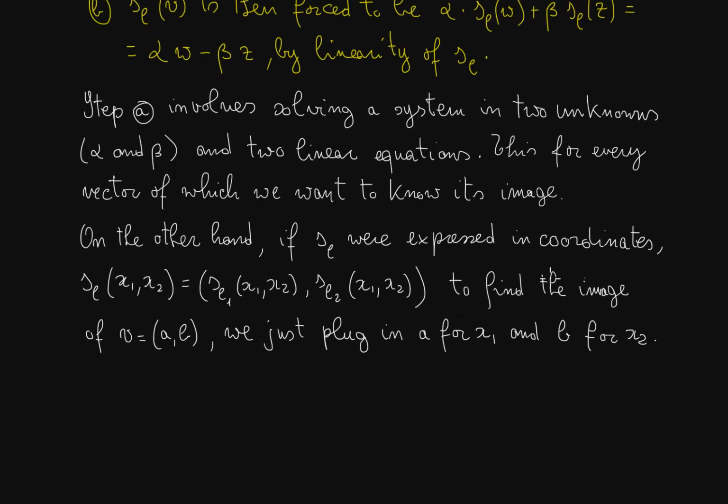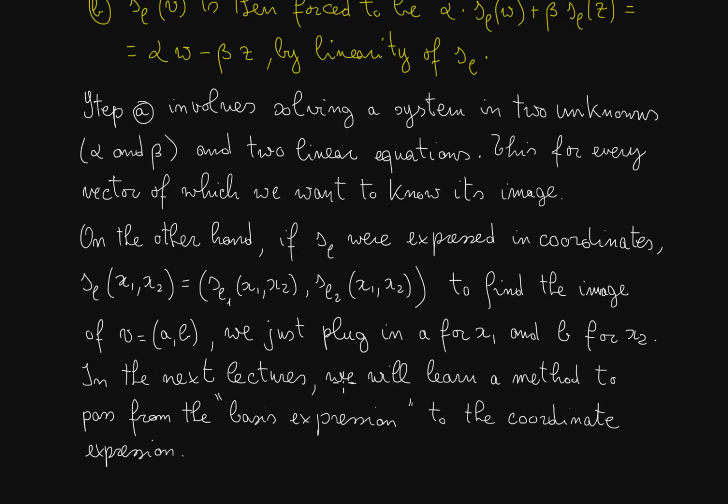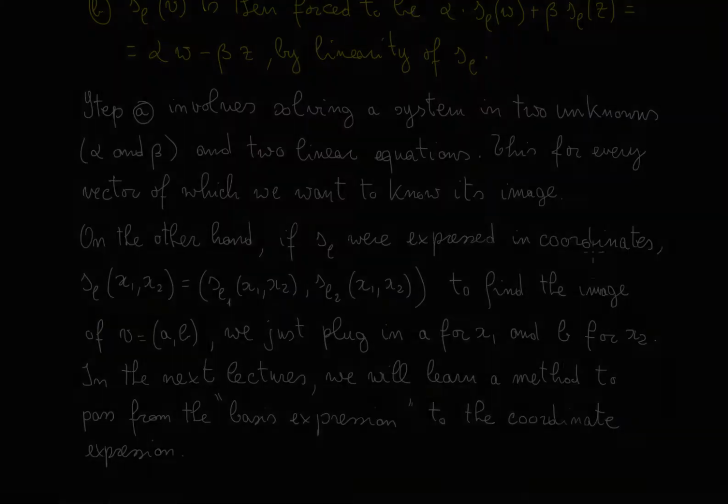If L were expressed in coordinates, SL of x1, x2 would be determined by the following equality. So I would have SL1, the function SL1, and then SL2, that are the two coefficients of the images, and I would have just to plug in the values a and b for x1, x2 if I want to find the image of V. In the next lectures, we will learn a method to pass from the basis expression to the coordinate expression.